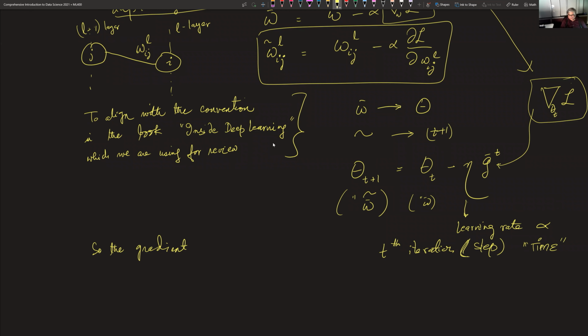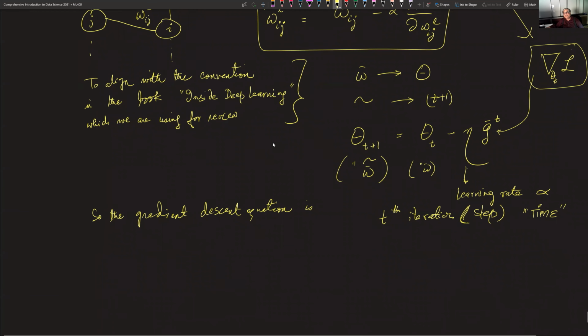So the gradient descent equation is, now, guys, if all of this is getting too theoretical, I promise you, this is our last pure theory thing.